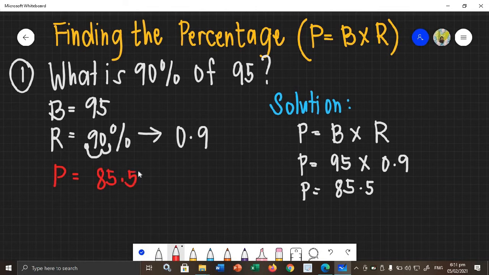Kung gusto nyong i-check if tama yung answer nyo, lagi nyo lang tandaan na yung percentage, mas maliit dapat yung value niya lagi sa base. So, 85.5 is less than 95. So, therefore, your answer is correct. How about another example?